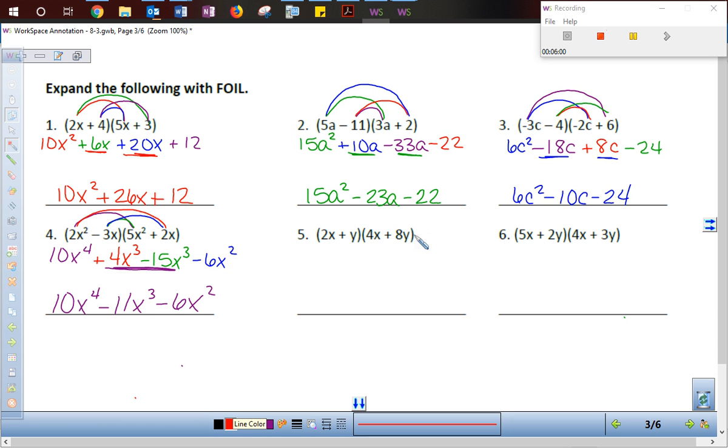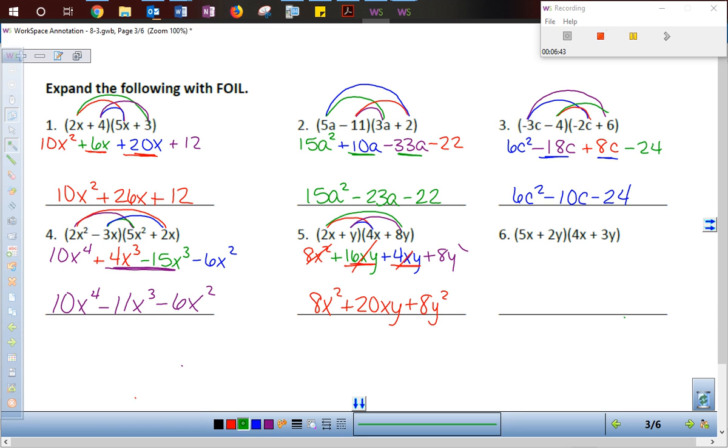On number 5, now I'm working with two different variables, but again, that's okay. We still follow the same process. So 2x times 4x gives me 8x squared. 2x times 8y gives me 16xy. y times 4x gives me 4xy. And y times 8y gives me 8y squared. Now, to combine my like terms, I only have 8x squared. 16xy and 4xy give me 20xy. And 8y squared comes down for the ride.